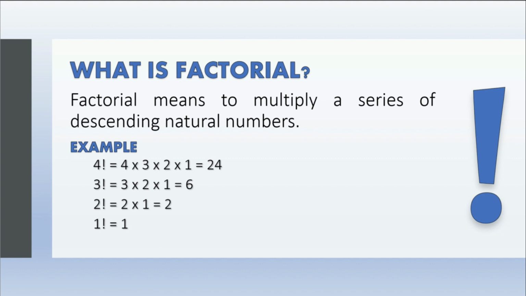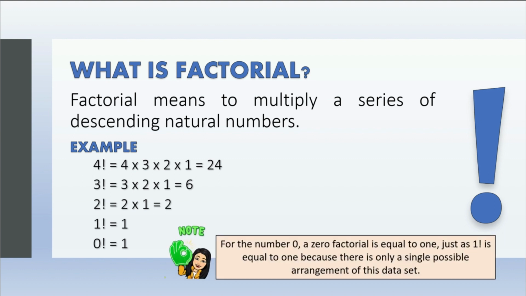But we have a special case, 0 factorial. 0 factorial is equal to 1, just as 1 factorial is equal to 1. Since it is all about arrangement, if we have nothing, that's already an arrangement, so we consider it as 1. Again, 0 factorial is equal to 1.